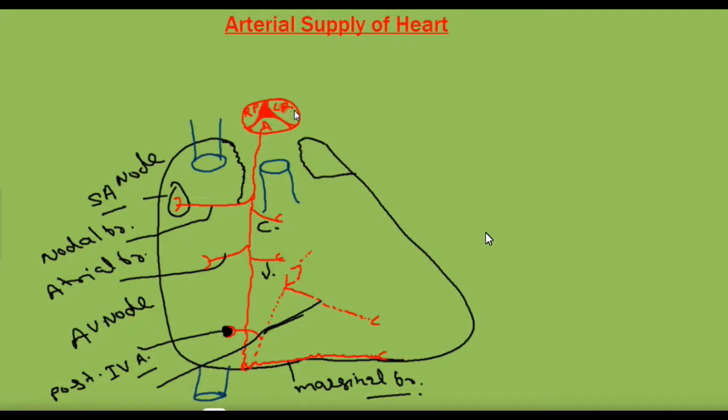Now we will see the left coronary artery, taking origin from the left aortic sinus and running in the anterior interventricular groove till the inferior margin, and here it will wind around the border and anastomose with the posterior interventricular artery. Near the auricle it will give the circumflex branch, which will wind around the lateral border of the heart and anastomose with the right coronary artery. And it will also give one branch, the marginal branch, which will run till the apex.